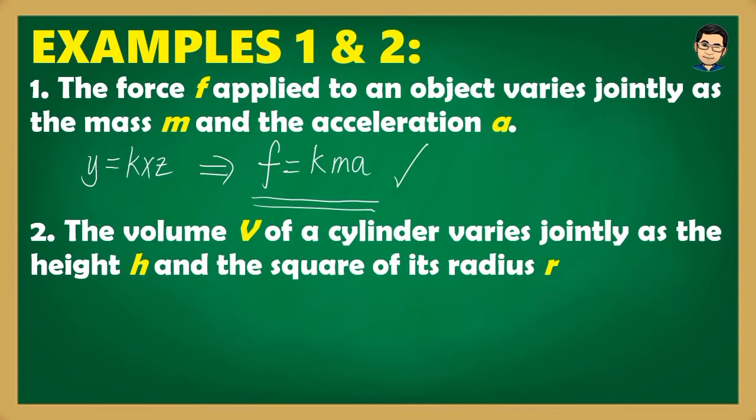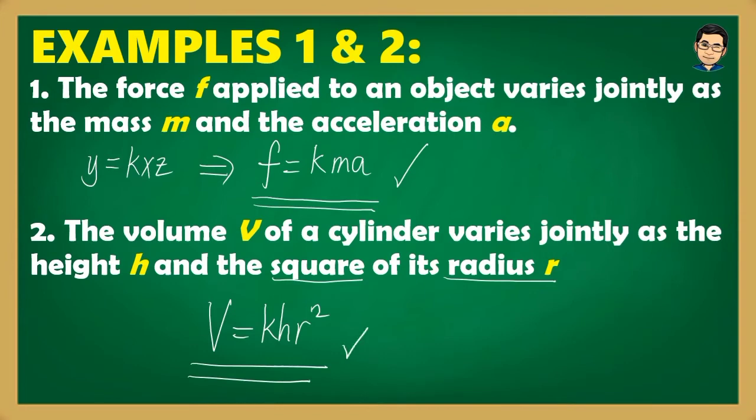Next, the volume of a cylinder varies jointly as the height and the square of its radius, r. So, volume, capital V, and then, sulat natin yung constant of variation. And then, based from the problem, varies jointly as the height, so letter H, variable H. And then, the square of its radius, that is r squared. So sagot natin is V is equal to kHr squared.